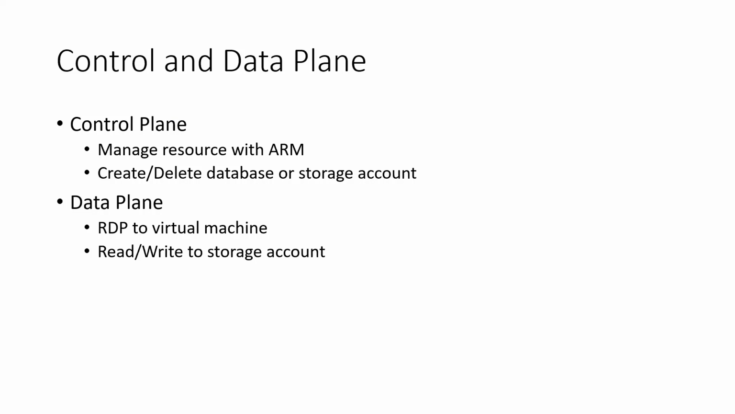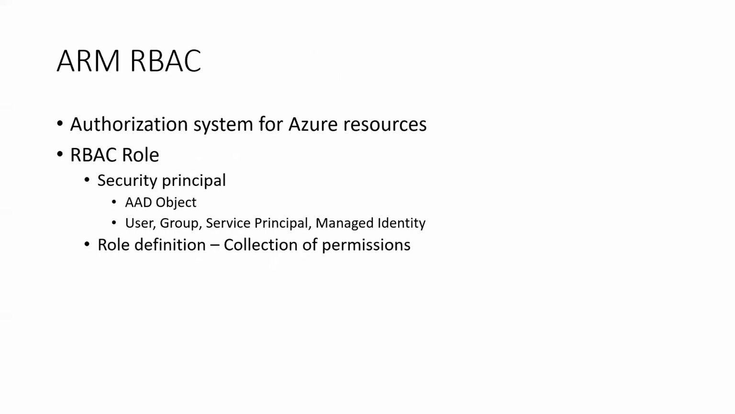Azure is kind of separated into a control plane and a data plane. The control plane is the actual management of resources, creating resources, deleting them. The data plane is the interaction with the resource, so that's where the data flows within or without a resource. This is ARM RBAC, and I'm just going into the structure of everything and how it all fits together before we get into more of the security stuff.